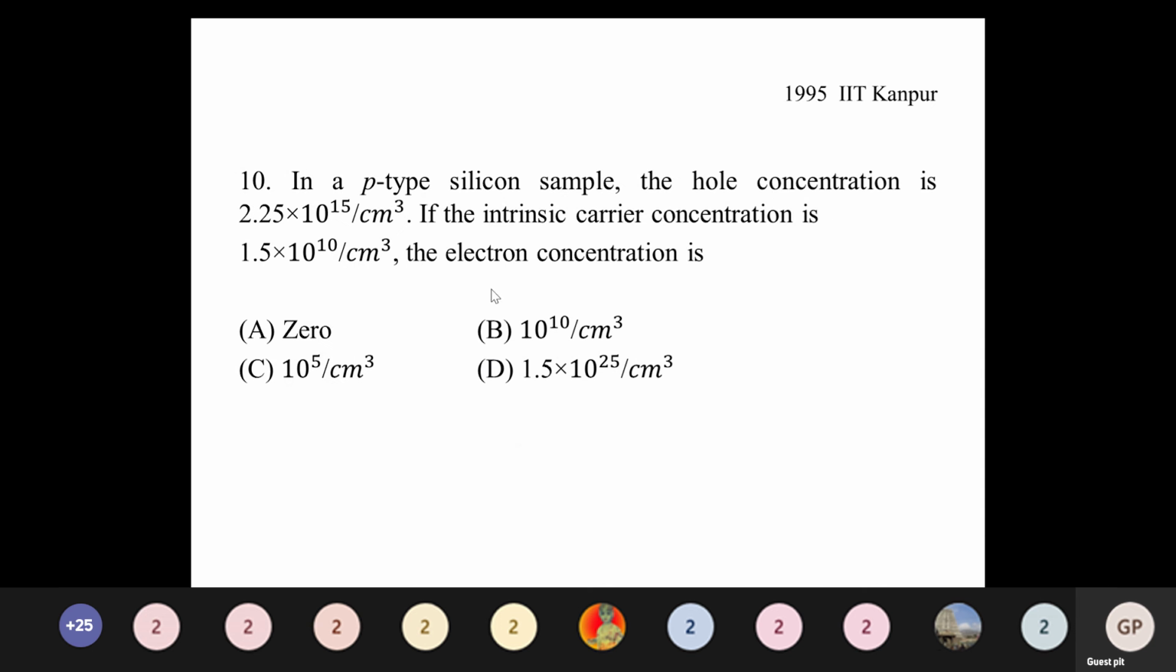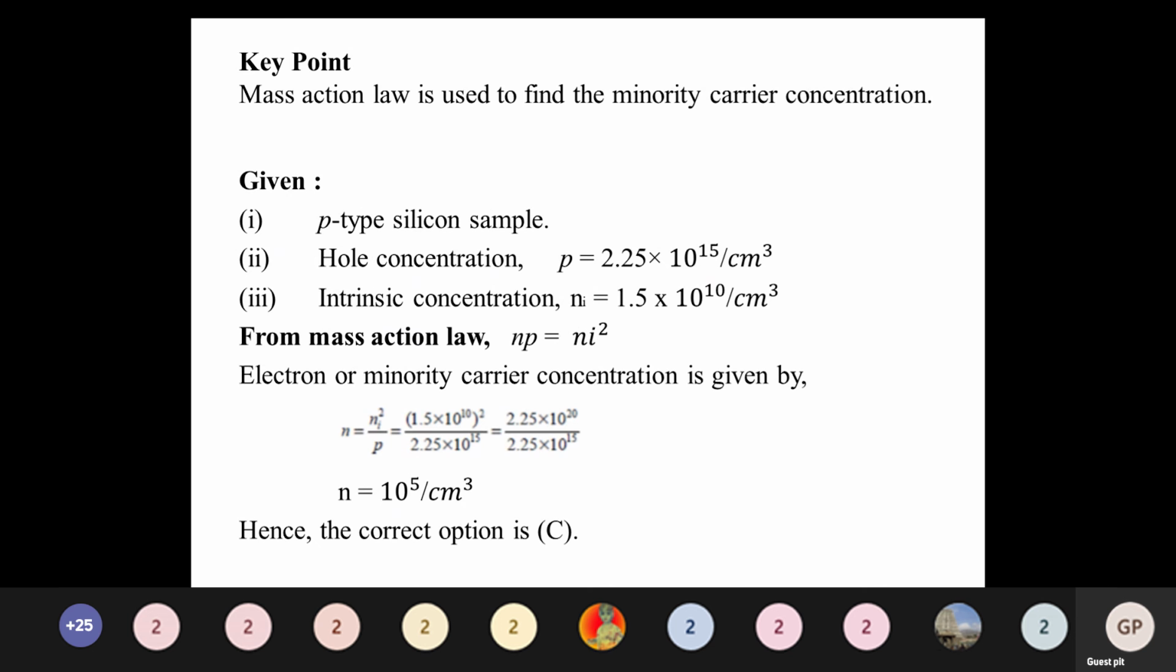Okay. Then next one is: in a p-type silicon sample, the hole concentration is 2.25 into 10 to the power 15 per centimeter cube. If the intrinsic carrier concentration is 1.5 into 10 to the power 10 per centimeter cube, the electron concentration they are asking. This question is actually a very easy question. The concept is mass action law. The mass action law formula we already know: n into p is equal to ni squared.